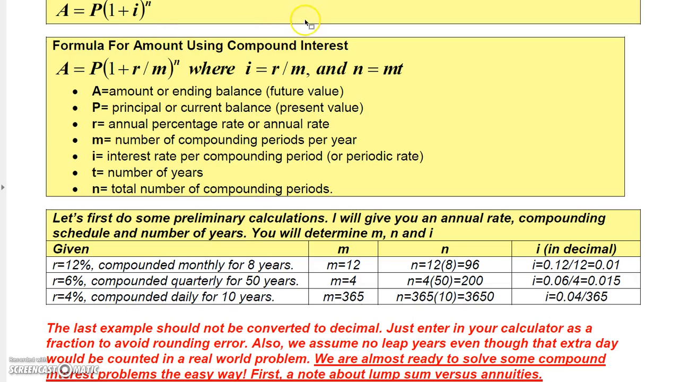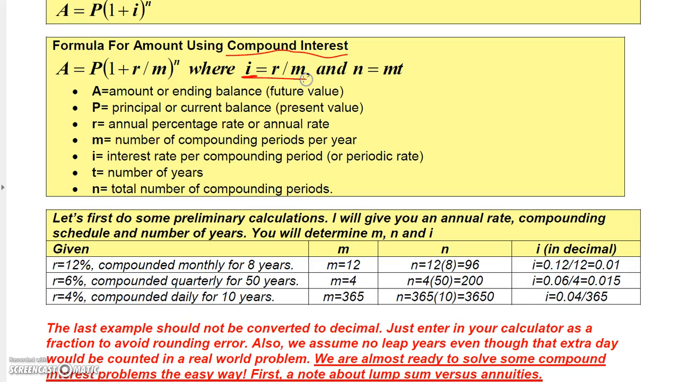Okay, in this section I'm going to show you some examples of compound interest. And before we get started, make sure you read the formula and go through the hard copy. But let me remind you a few things about where this value I comes from.